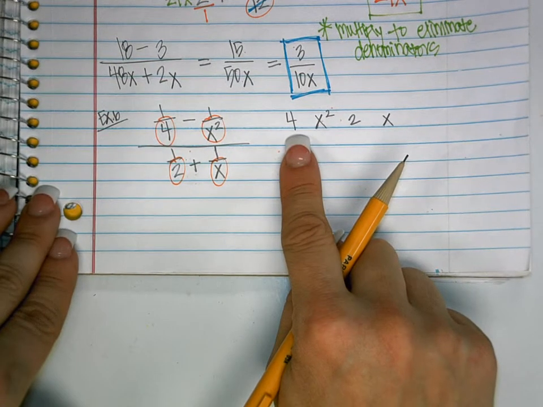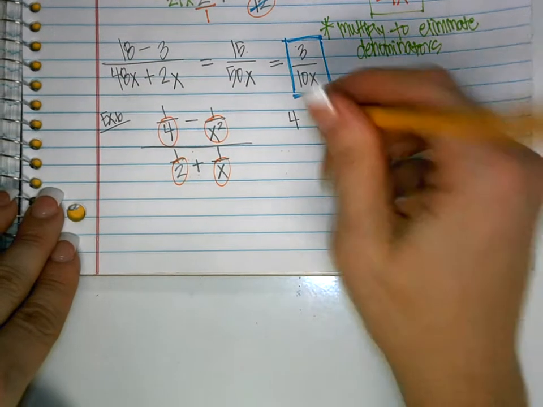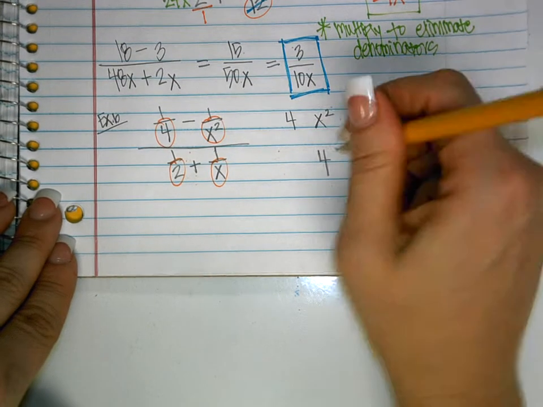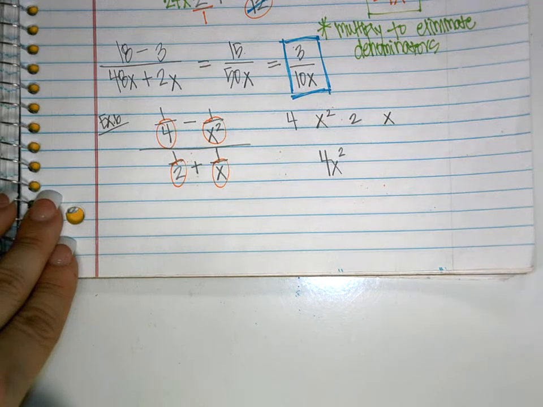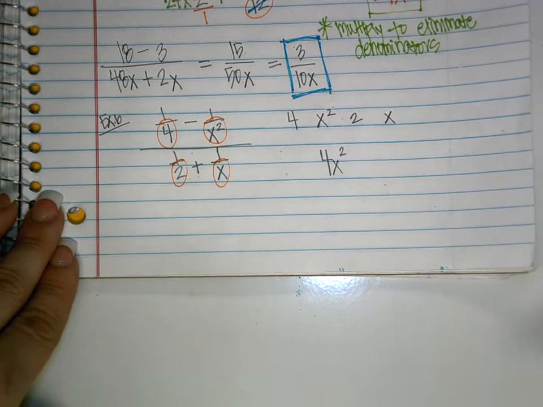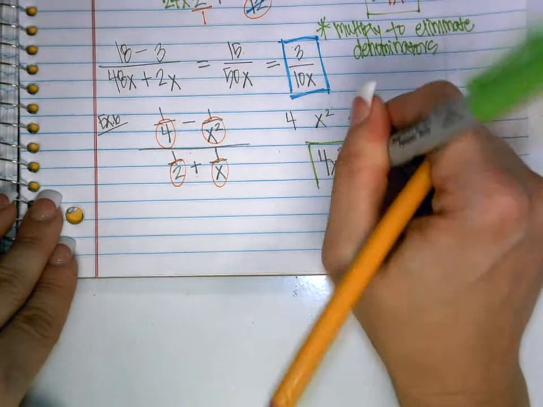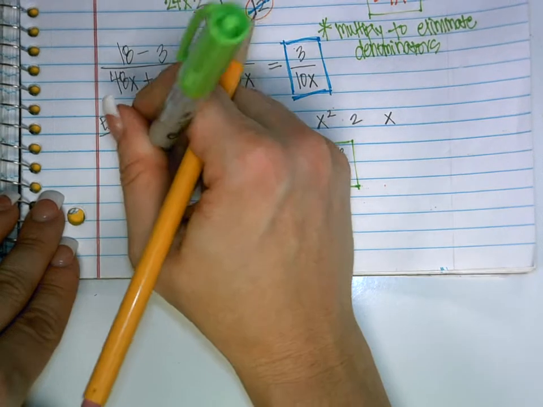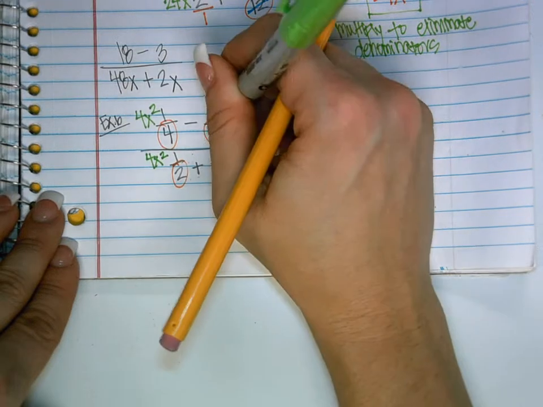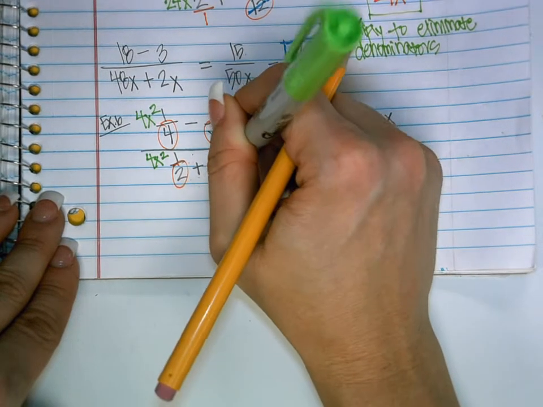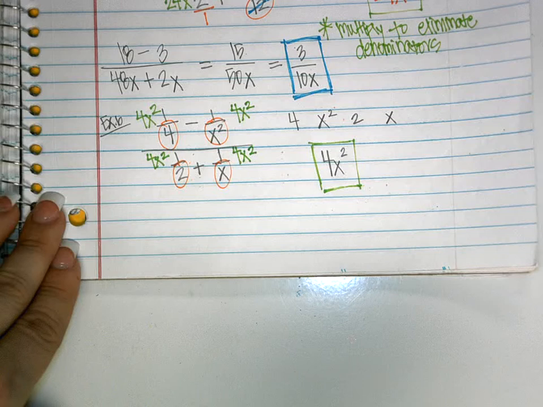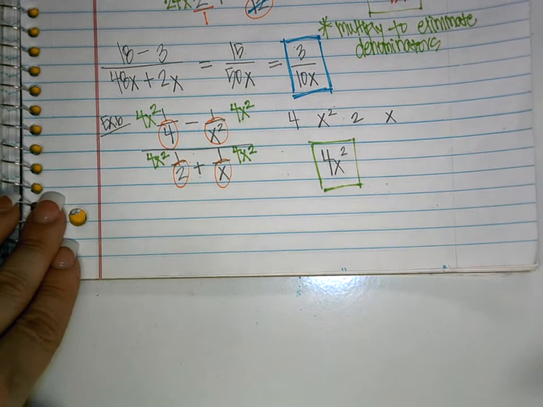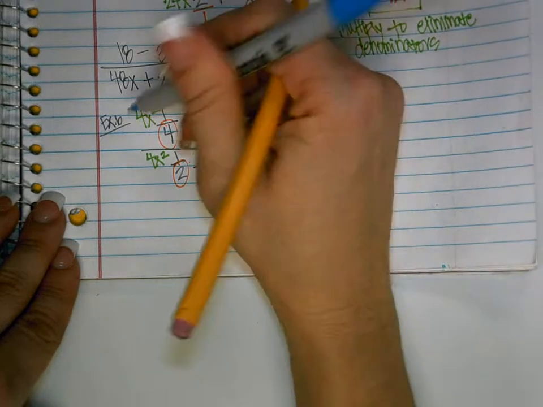What's the smallest thing that 4 and 2 go into? It's a 4. What's the smallest thing that x squared and x will go into? X squared. So 4x squared is what we're going to multiply by. Multiply all the parts by 4x squared. Write it next to every single part. So if you reduce, what happens when you have a 4x squared and a 1/4?